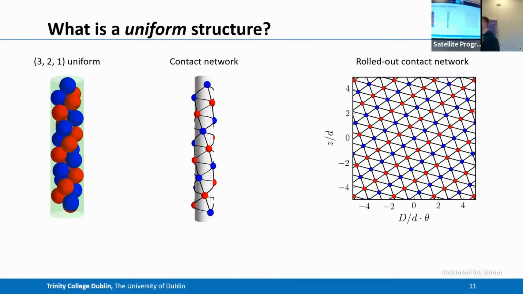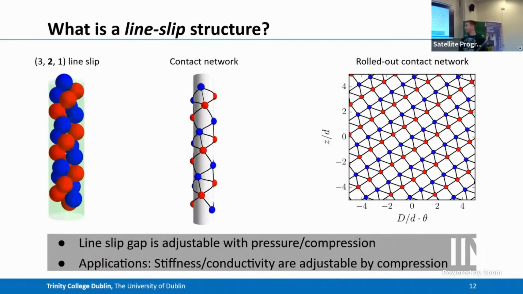So when you look at a uniform structure, this would be an example, the 3-to-1 uniform structure. You can look at the contact network first. So you just turn every contact into a line and every sphere into a dot in this diagram. And you already notice that the neighborhood of each sphere looks identical. They all have 6 neighboring contacts. And then you can take this contact network and roll it out in a plane, and you get this nice hexagonal lattice that we also saw in Hauke's presentation. And for each sphere, the neighborhood looks identical, and that's the reason why we call them a uniform structure. You can do the same then for a line slip.